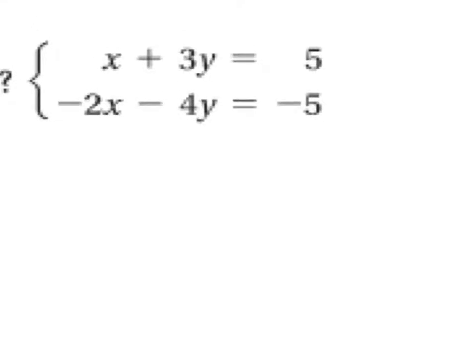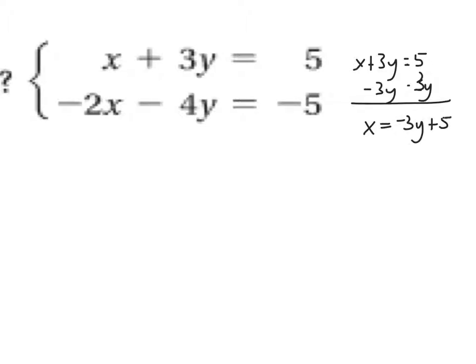On the second example, I want to figure out which equation I am going to use to solve. Well, that has a number in front, that has a number in front, that has a number in front. Well, this guy doesn't. So what I'm going to do is take x plus 3y equals 5. And since x doesn't have a number in front, I'm going to get x by itself this time. So I'm going to subtract 3y. And when I do that, I get x equals negative 3y plus 5.